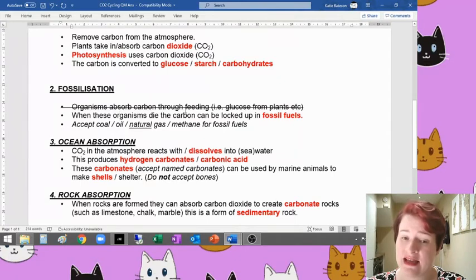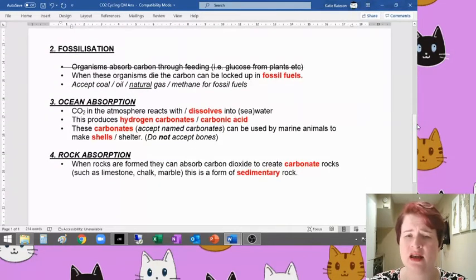But when the organisms die, the carbon is locked up in the form of a fossil fuel. So locked up in oil, coal, natural gas, methane, fossil fuels, all of those are accepted there. It's got to be that idea of locked up. Okay, so the carbon can get absorbed into the fossils and stay there, and it is locked up.